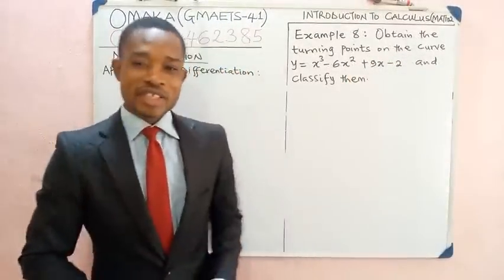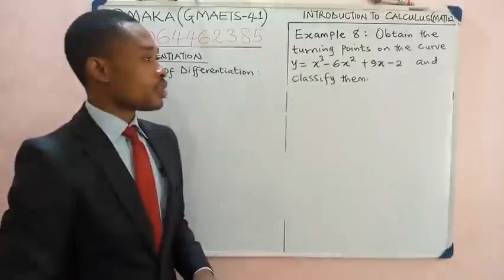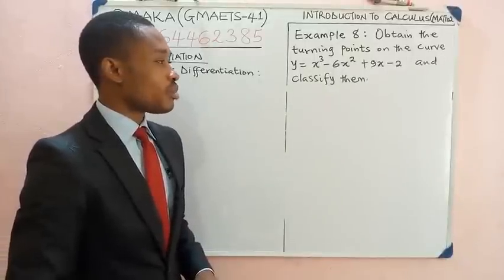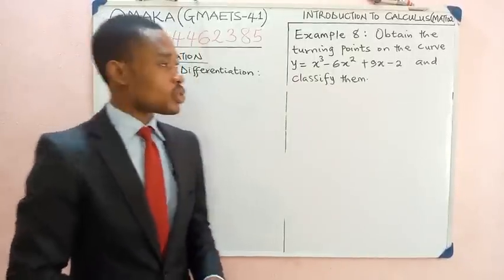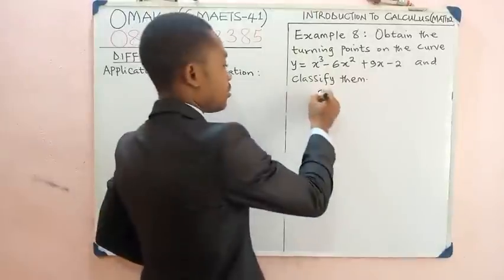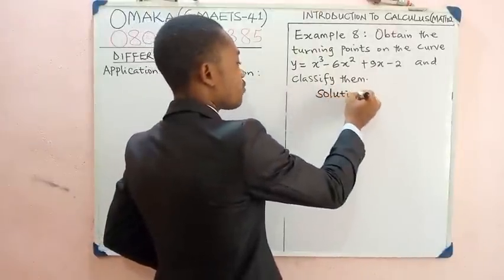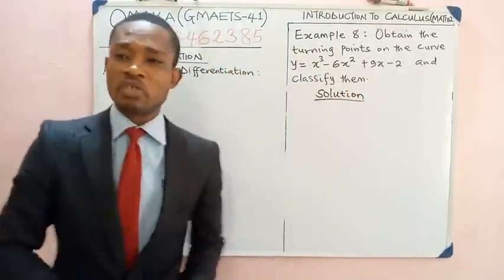So we have this example number 8 on the board. Obtain the turning point on the curve y equals x cubed minus 6x squared plus 9x minus 2 and classify them. Alright, we have this question on the board, another application of differentiation.